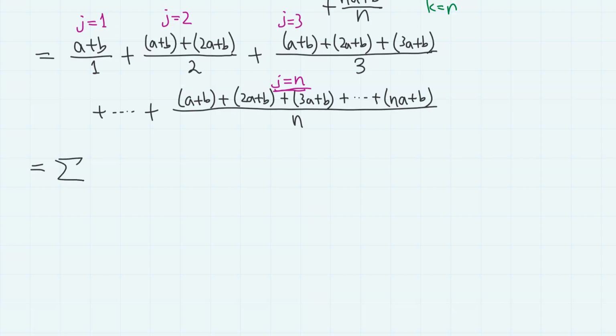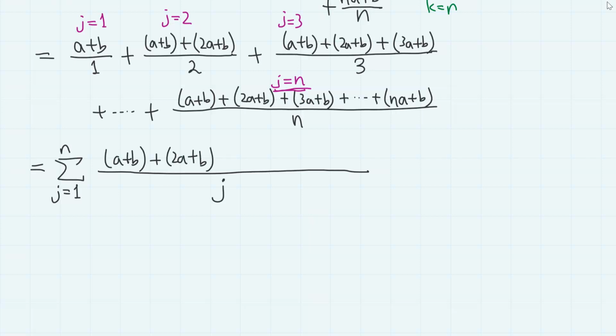Therefore, we can write it in sigma notation, and if we call the denominator j, then j changes from 1 to n, and the numerator is 1a plus b plus 2a plus b plus 3a plus b. And where does it end? Well, at ja plus b, right? You can easily notice in here. Also, a quick side note here: you can use whatever letter you please as the index of this summation.